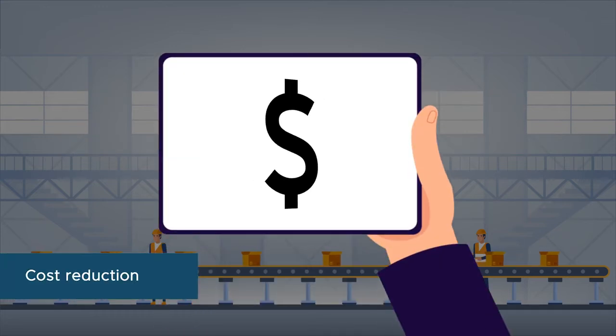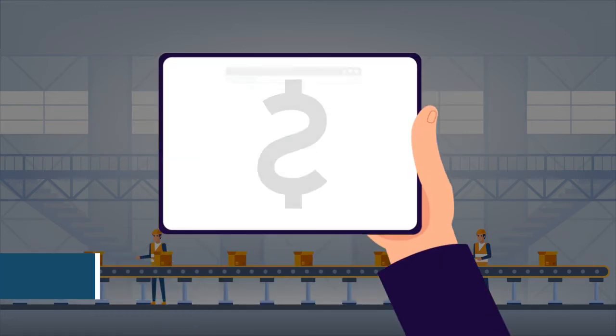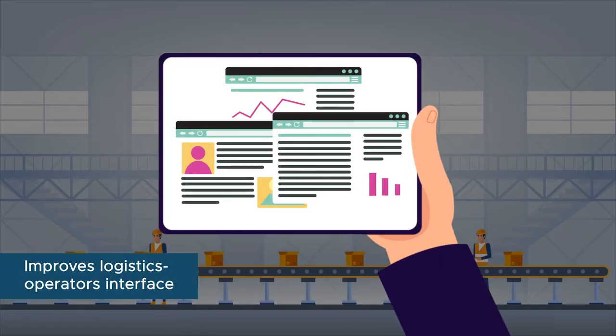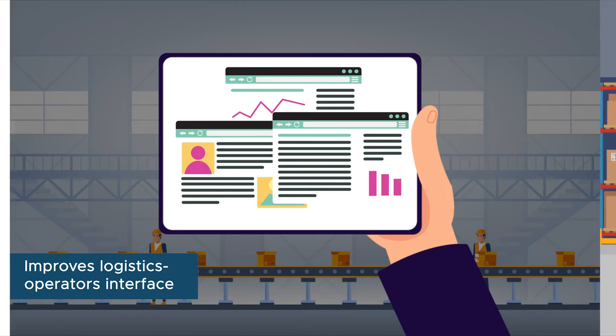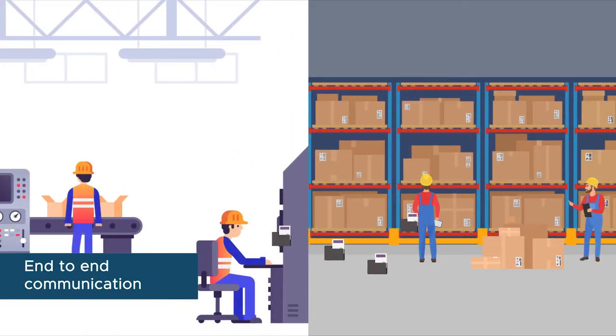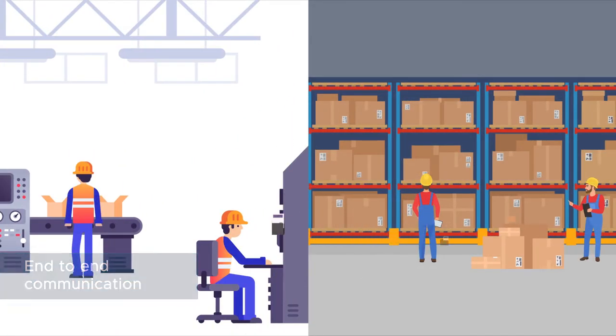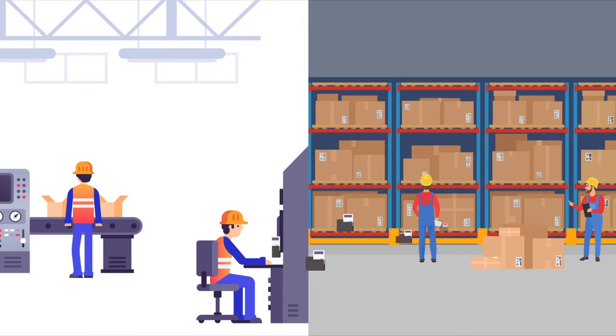Digital Pull System reduces the hardware costs and improves the logistics operator's interface. It also streamlines end-to-end communication with Kanban dwell time alerts and notifications.